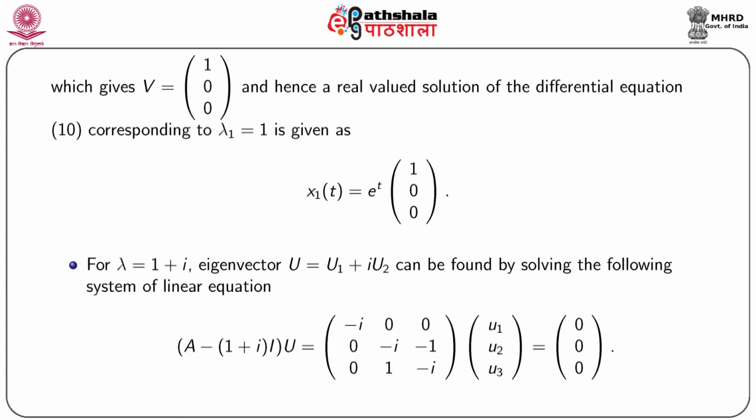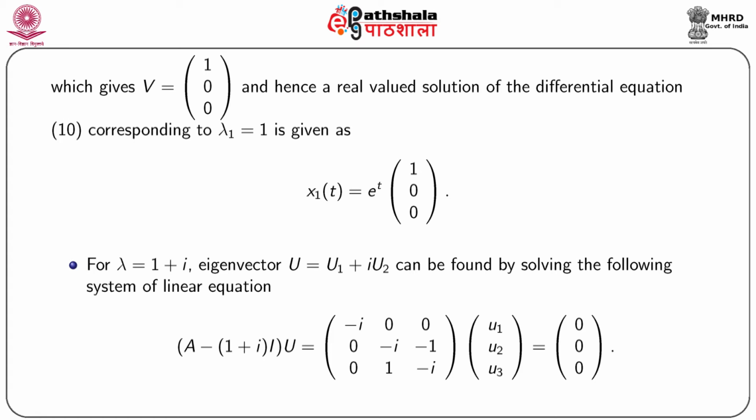Now we look into the complex eigenvalues. For lambda equal to 1 plus i, we assume the eigenvector of the form u equal to u1 plus i u2. We substitute this in the matrix equation (A minus lambda I) u equal to 0, where lambda is equal to 1 plus i. If you simplify this by substituting the value of A and I, which is the identity matrix, you will get the matrix equation [-i 0 0; 0 -i -1; 0 1 -i] into (u1, u2, u3) equal to the null matrix, where (u1, u2, u3) is the required eigenvector corresponding to the eigenvalue 1 plus i.